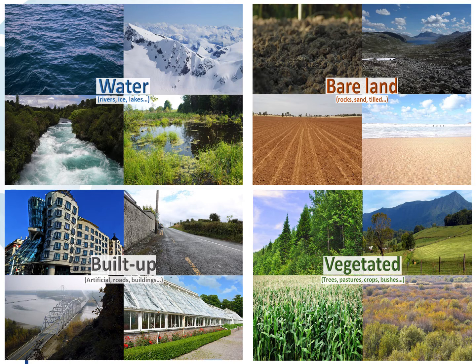You will then be asked to select one of 4 main land cover types: water, including rivers, ice and snow; bare land, including rocky, sandy and tilled surfaces; built-up areas, which is artificial land constructed by people rather than formed by natural means, for example, any roads, buildings or car parks. Finally, vegetated areas, including trees, bushes, pastures and crops.